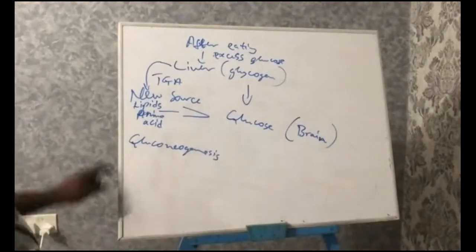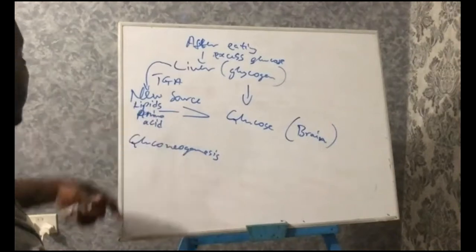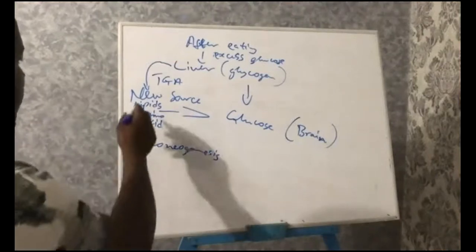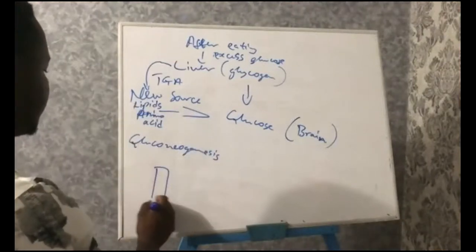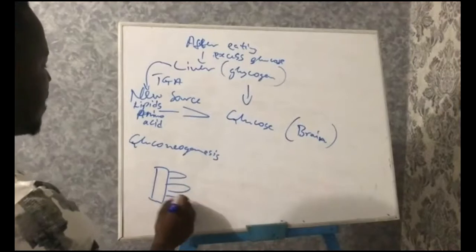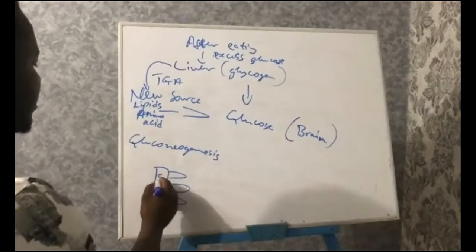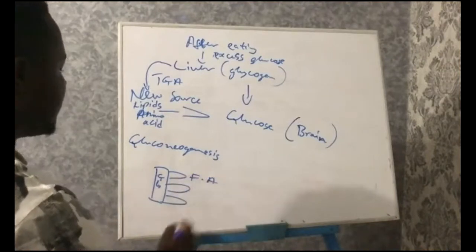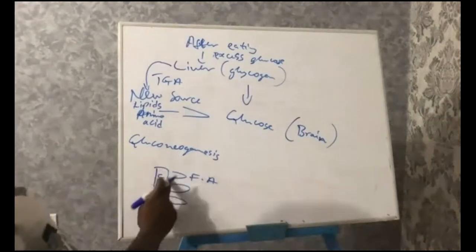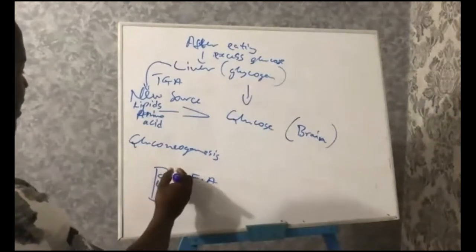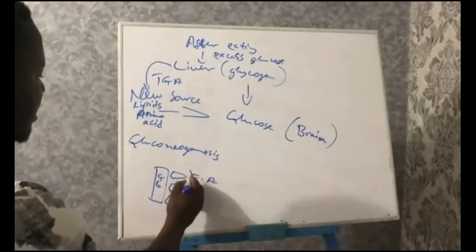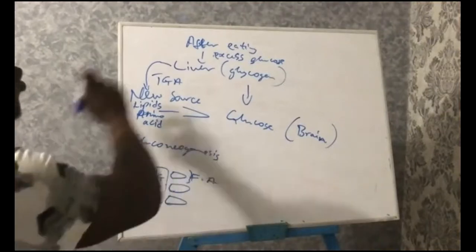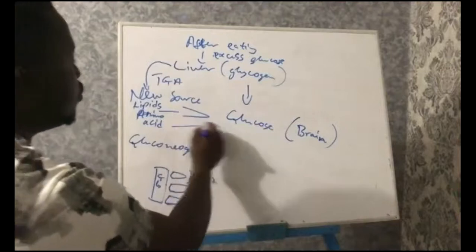Gluconeogenesis. Now, most of the time it's from lipids, amino acids, and some other stuff, right? So let's take the lipid, for instance. The lipid usually has a glycerol backbone with 3 fatty acids, right? Normally this glycerol will be broken away from the fatty acids, and we will have these 3 fatty acids roaming about in the blood. Then this glycerol will be used to produce glucose.